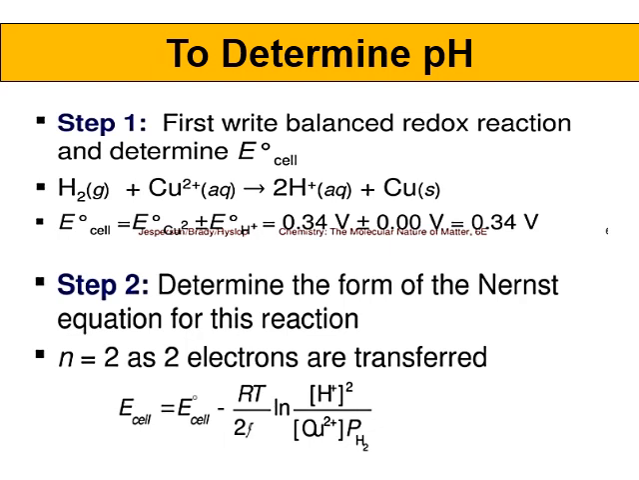Step number 2, determine the form of the Nernst equation for the reaction. n is equal to 2. So we use this formula: E cell is equal to E naught cell minus RT over nF ln product over reactant. The product is hydrogen, and then this is copper. This is P hydrogen, over the reactant.